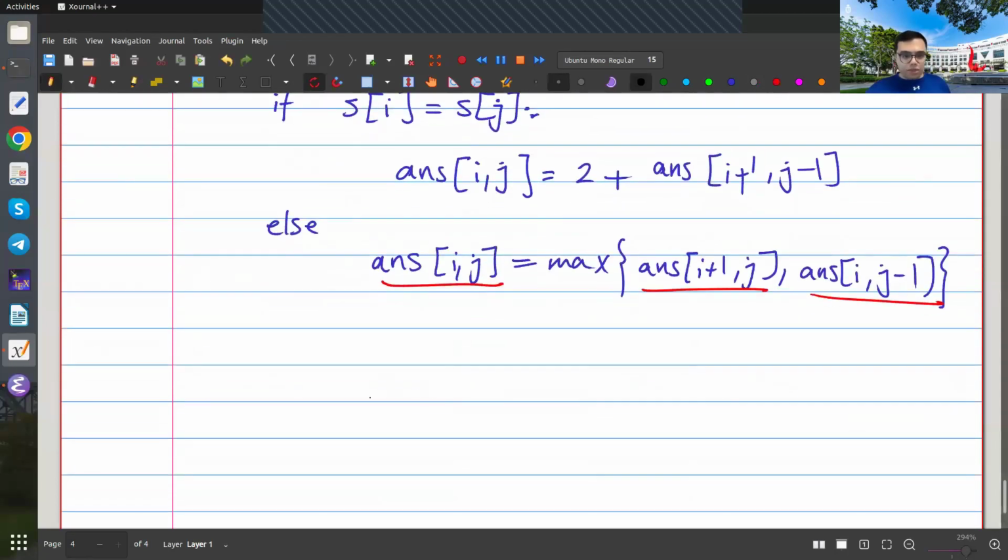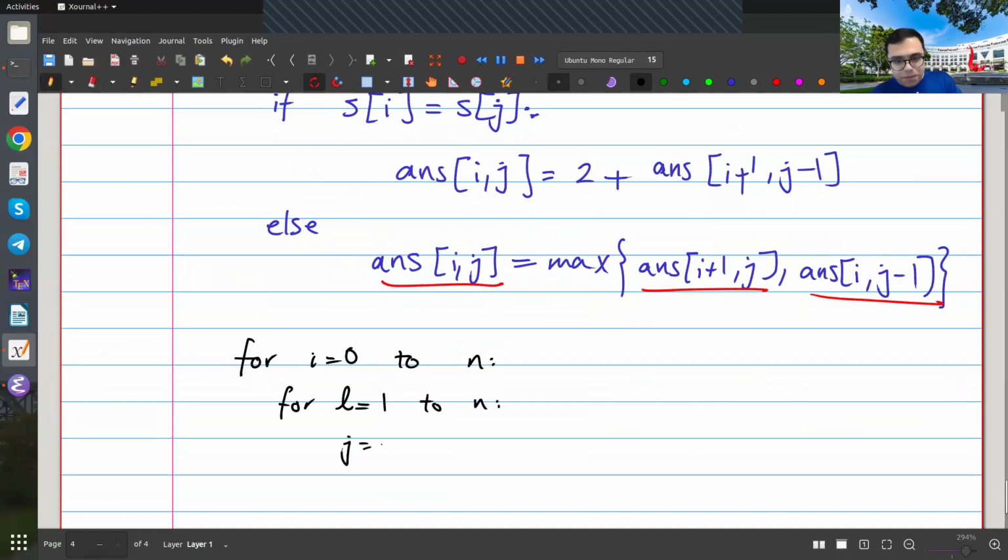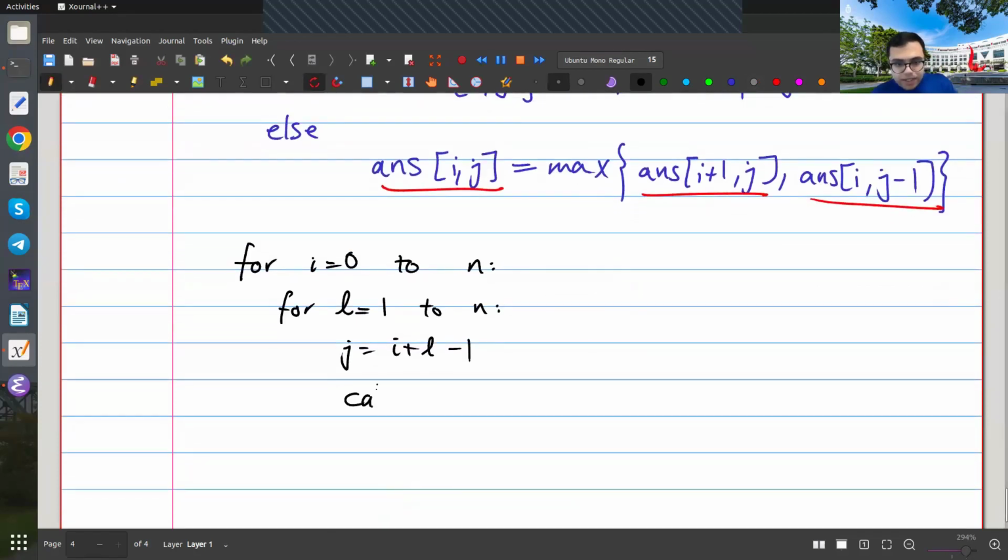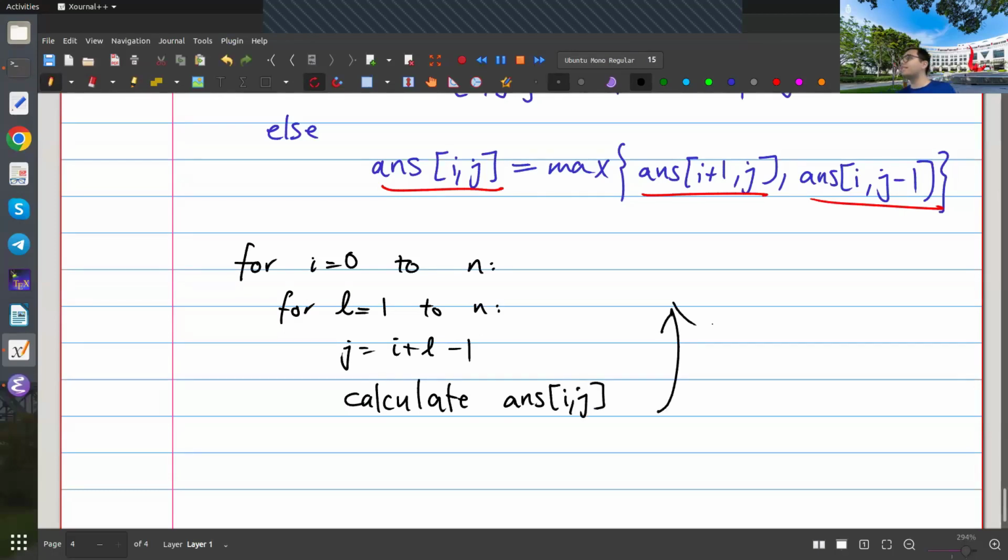So basically when you're doing, let's say, some for loops, you have to say for every I from 0 to n, and then you have to say for every length from 1 to, let's say, n, j becomes I plus L minus 1, right? And then you calculate the answer for Ij like that. But the order is really important. You have to do it in the order of lengths.